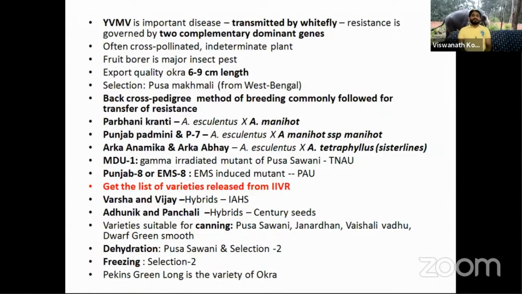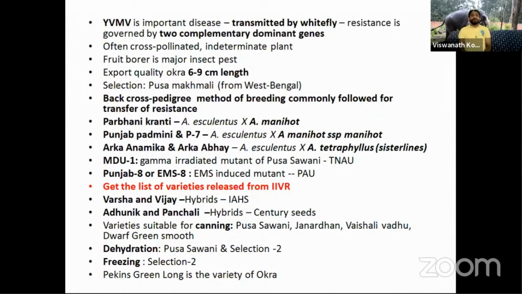The backcross pedigree method was followed in okra for transferring YVMV resistance in Parbhani Kranti, Punjab Padmini, P7, Arka Anamika, Kabai. MDU1 is a gamma irradiated mutant of Pusa Sawani developed by Tamil Nadu Agricultural University. And Punjab 8 or EMS8 is an EMS induced mutant. EMS is a chemical mutagenic agent, ethyl methane sulfonate. It was developed by Punjab Agricultural University, and some important varieties were released by IIHR also. Just go to the website and see.